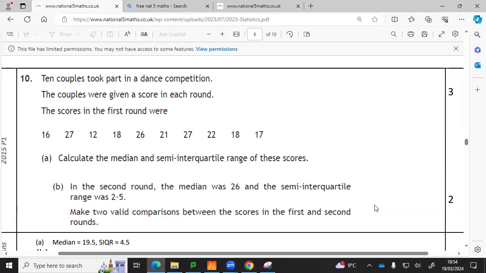10 couples given a score, and so on. Oh, it's asking for the semi-interquartile range. So this is a 2015 past paper.